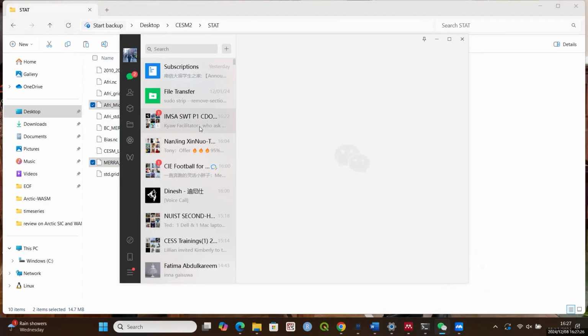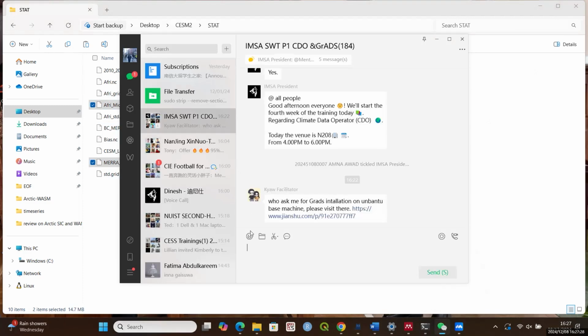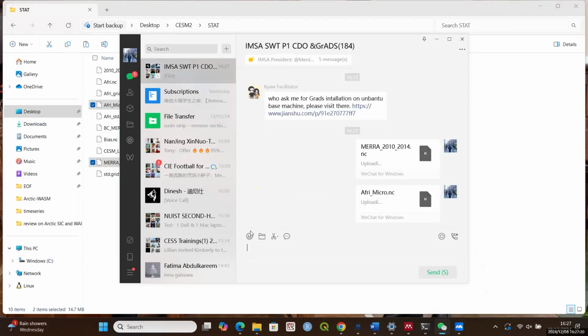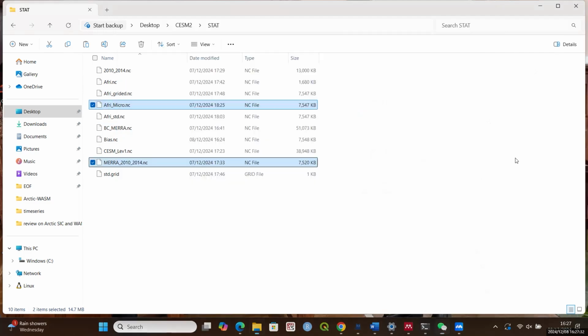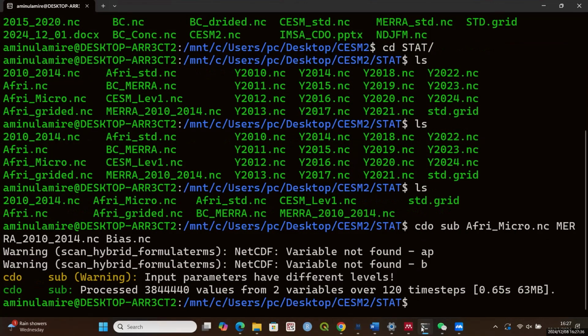So all should be on the same page frame. Yes, everything. For example, maybe you have one dataset which varies on pressure levels and another one on a single level. So this one cannot be subtracted from this one because it will not match. So everything should be similar.